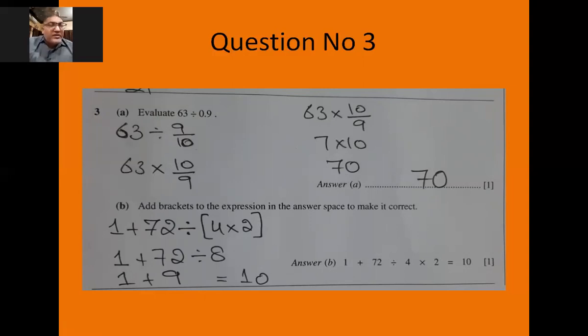Question number 3, B part, it says add brackets to the expressions in the answer space to make it correct. So here we have 1 plus 72 divided by 4 multiplied by 2 equals 10. So how can that be possible? If I put a bracket around these two, 4 twos are 8. So 72 divided by 8 will be 9, and 9 plus 1 will be 10. So the bracket should be here. So that was the question number 3, B part.